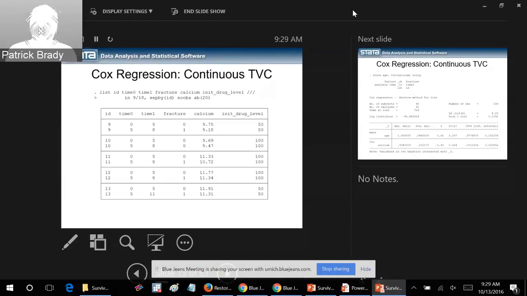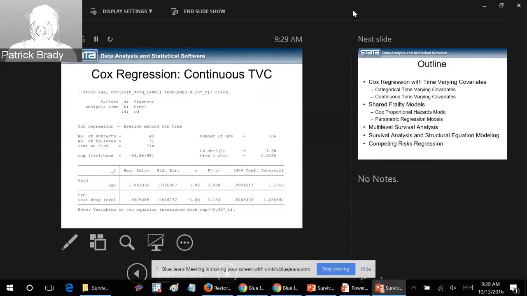Yeah, it's just changing what the level of the covariate is over time. And that TEXP option allows you to specify a functional form for that. I think there's a way where you can actually tell at certain levels. It's a pretty flexible option in terms of the kinds of functions you can put in there.